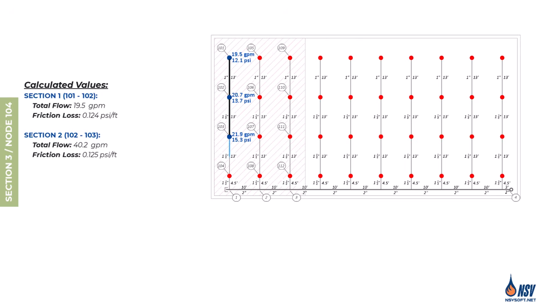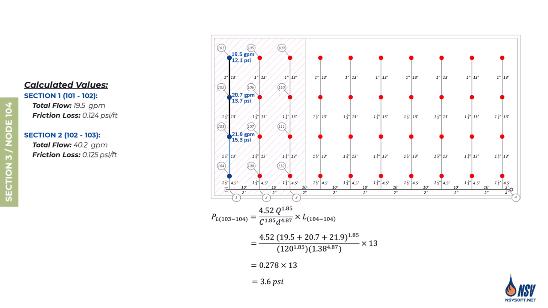We'll follow the same procedure as in section 2. This time, the only change in the Hazen-Williams formula is the flow rate, which now equals the total flow from sprinklers 101, 102, and 103. The pressure at node 104 is calculated to be 18.9 psi and the corresponding flow rate is 24.3 gallons per minute.